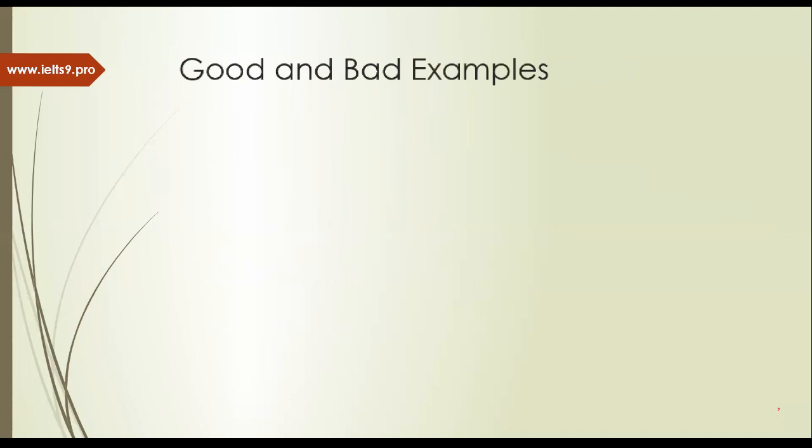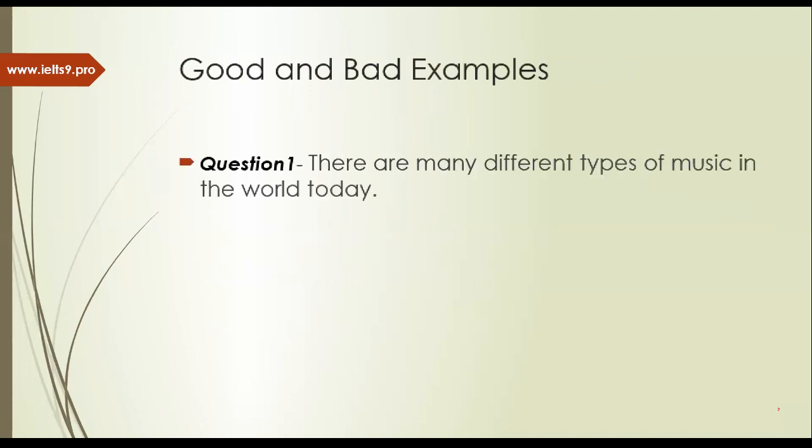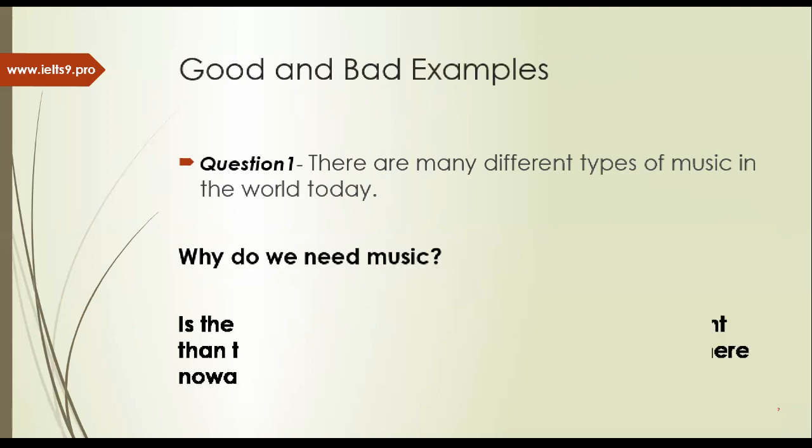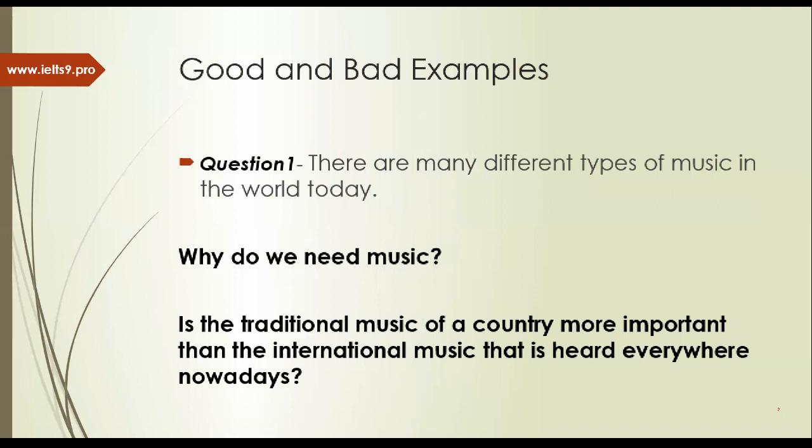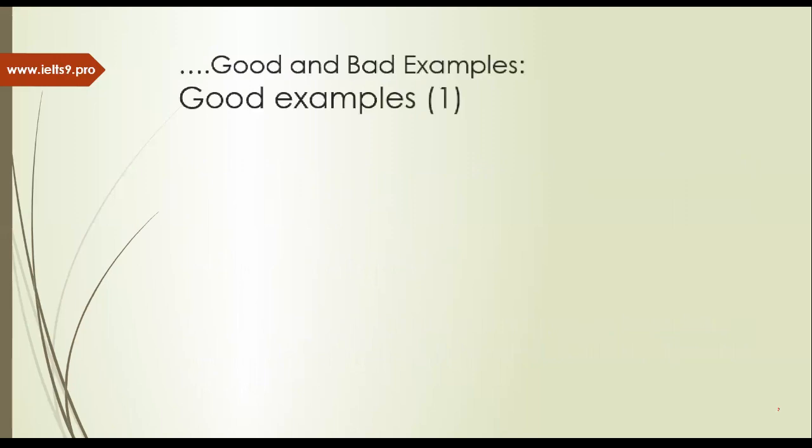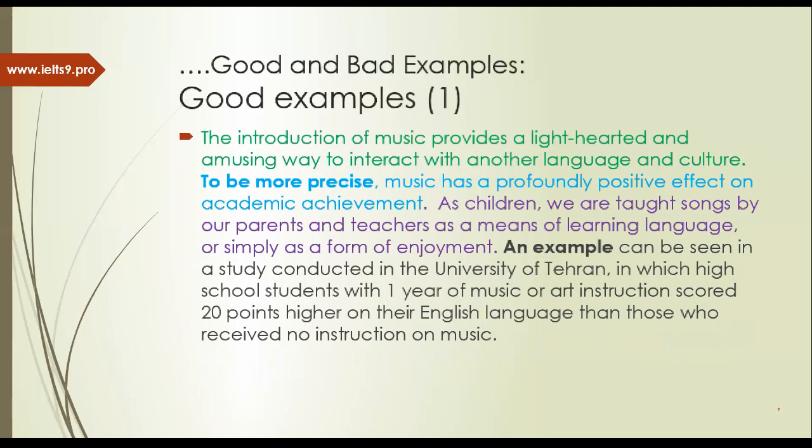examples. So, question 1. There are many different types of music in the world today. Okay. Why do we need it? Is the traditional music more important than international music? So, here's a good one. So, you can see the difference between the sentences in color. Green, sentence 1, blue, sentence 2, etc.